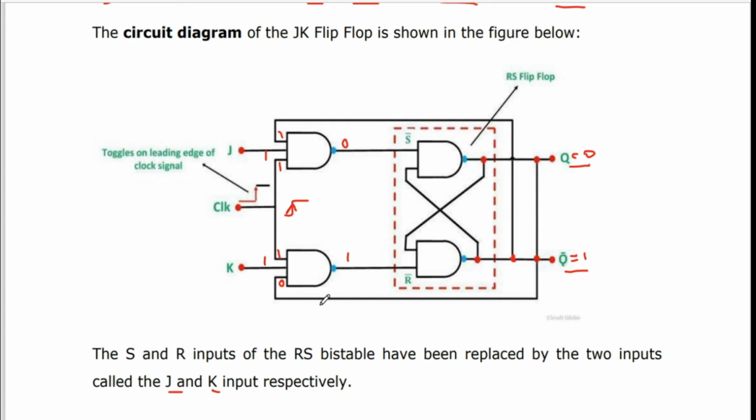So what is happening when J is 0 and K is 1? Okay, when S bar is 0 and R bar is 1. When S is 0, R is 1, so what will happen? Q will be set. Here Q will be set to 1, and opposite of that, Q bar will be set to 0.